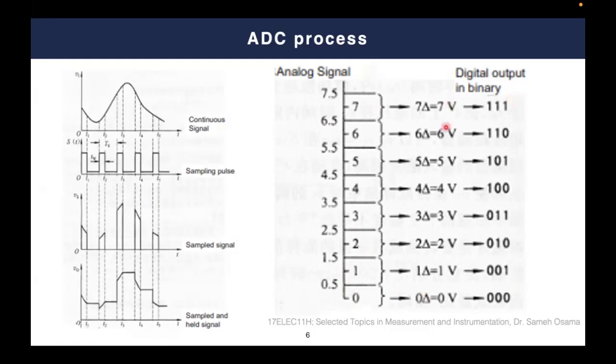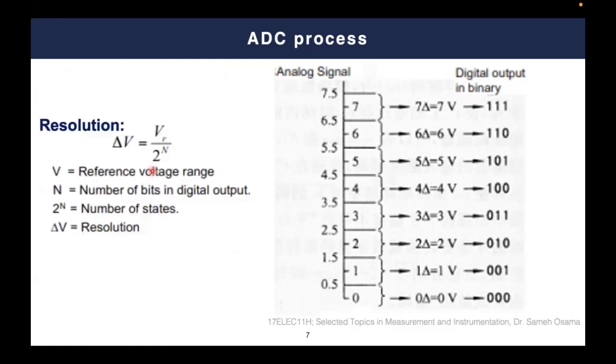So now this can be used to demonstrate the full process from having a continuous analog signal up to having a code represented by 3 bits. And here we can define what we call the resolution, which is the delta variation, the incremental variation in the voltage between each 2 successive levels.